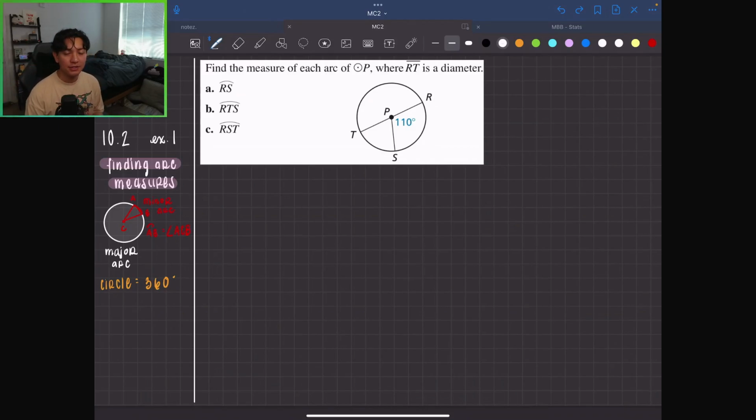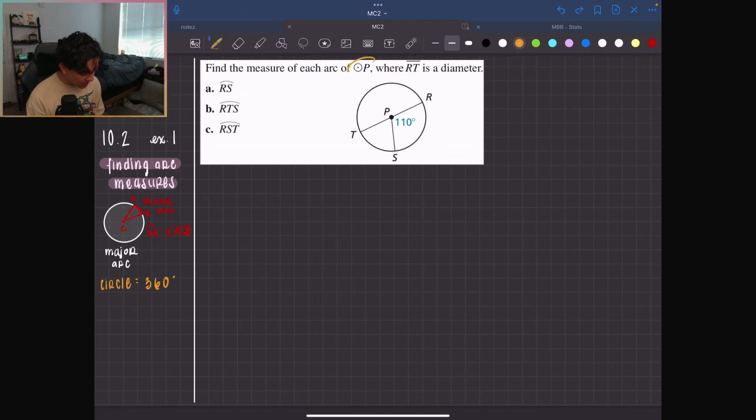Hey, today we're going to be going over the examples for 10.2, finding arc measures. This is example number 1. Over here it says, find the measure of each arc of circle P, where segment RT is a diameter. So there's a lot of good information here that we want to take note of.